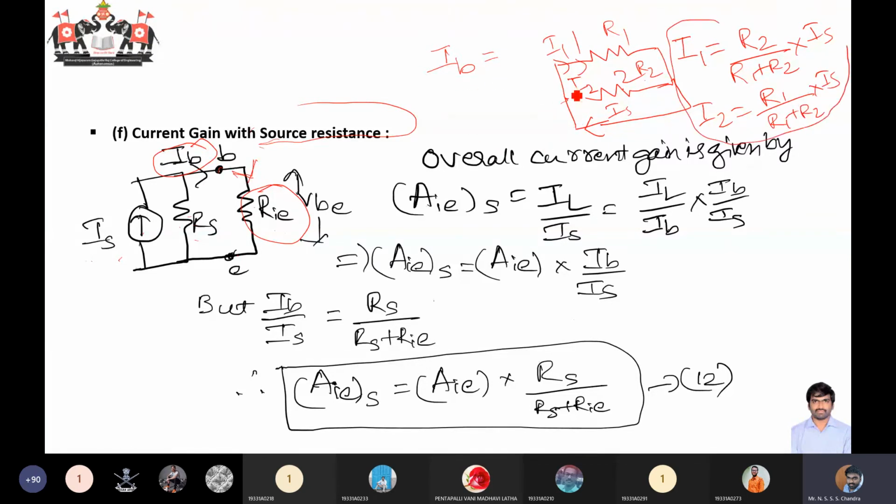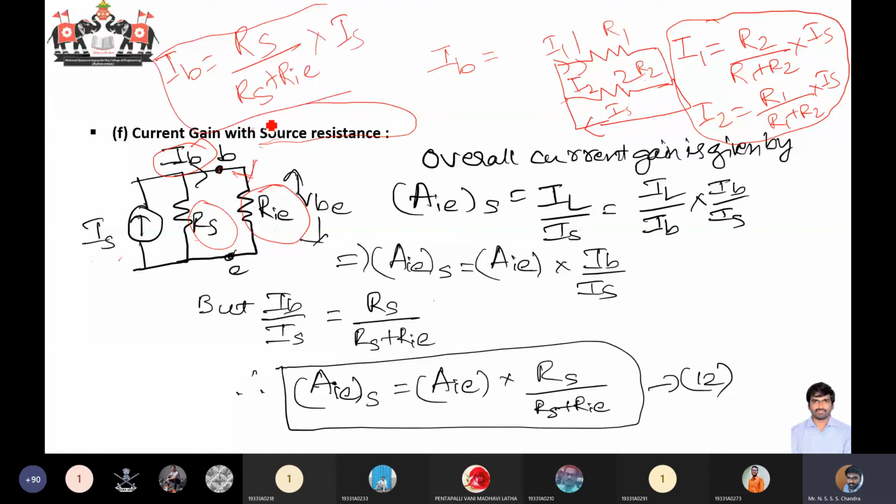You might have learned it in your intermediate or diploma, if you remember. It's the current division rule. Do you remember this current division rule? Please respond. Yes, sir. So I can write IB is equal to, what's the resistance opposite to this RIE? It is RS, right? So IB is equal to RS by RS plus RIE into the source current IS.